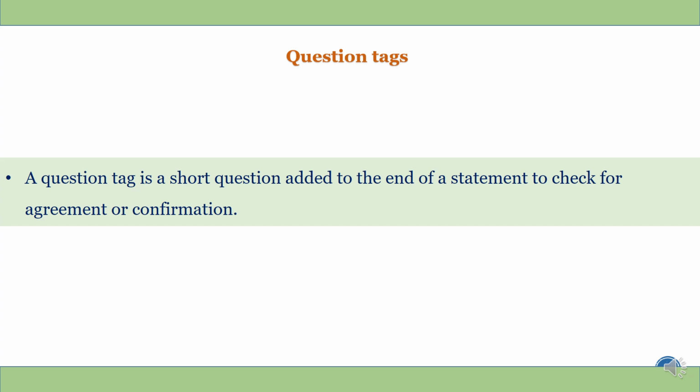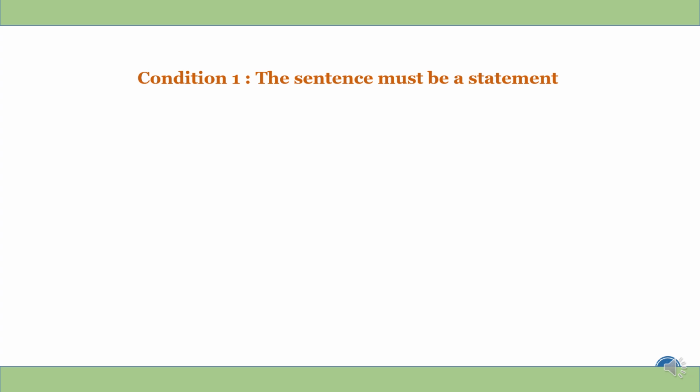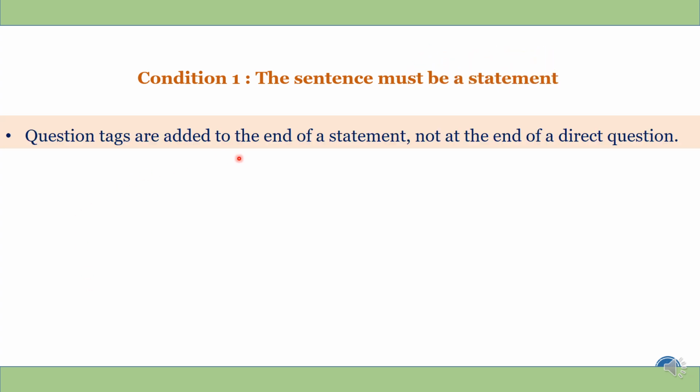So, what is a question tag? A question tag is a short question added to the end of a statement to check for agreement or confirmation. There are some rules that we need to understand before using question tags. The first rule is the sentence must be a statement. Question tags are added to the end of a statement, not at the end of a direct question.